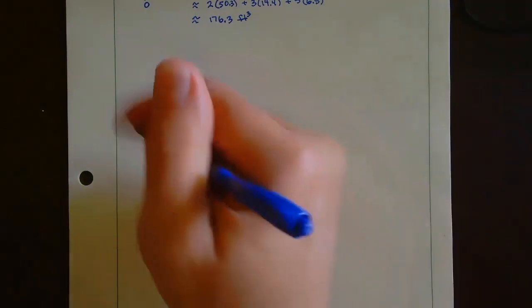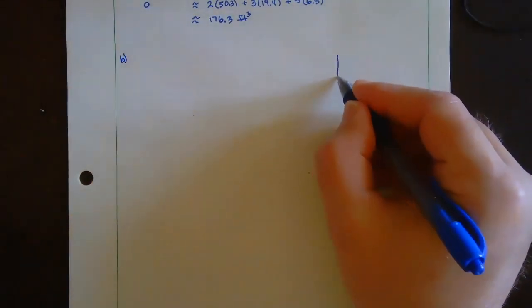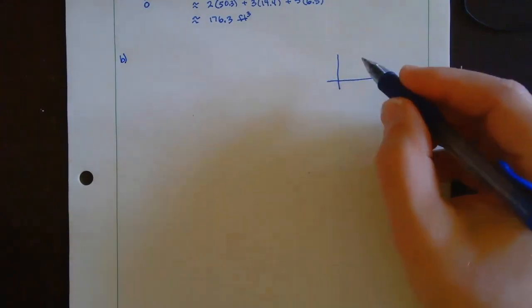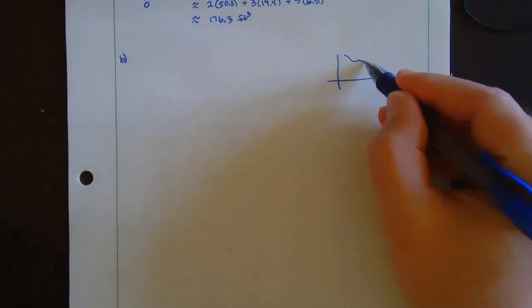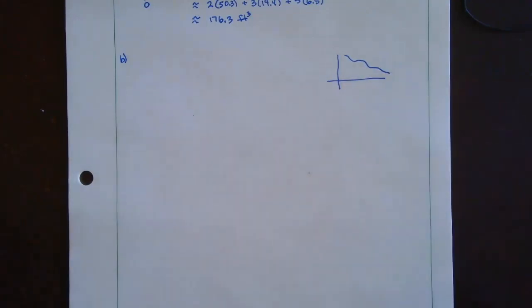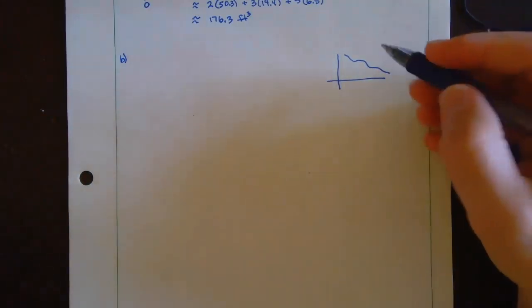All right, so for part B, I'm going to come off to the side here. So we have this graph, and we know A is decreasing, right? Something like this, decreasing. And if we're doing a left Riemann sum.